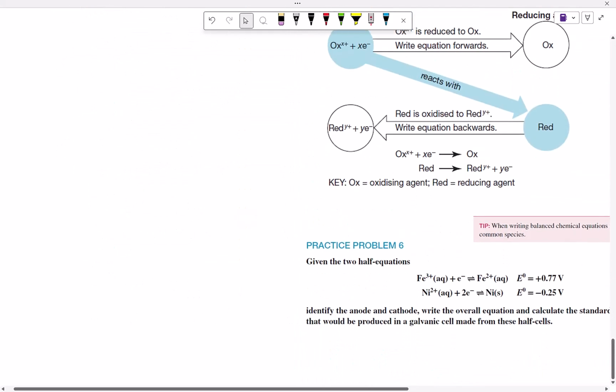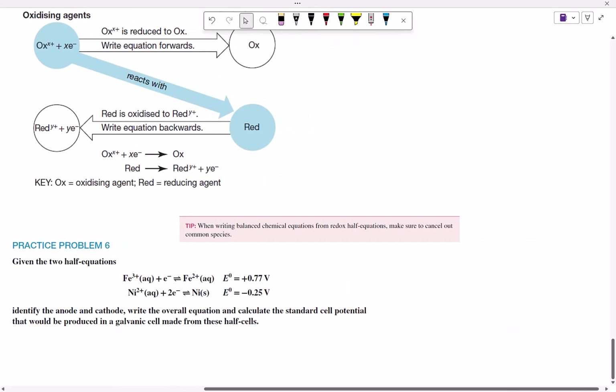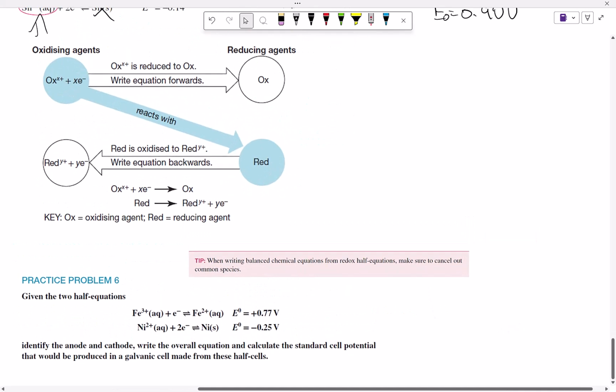All right. And as it says here, another good tip when you're balancing things, just make sure we cancel out things that are common. So that's what we talked about here. Write equation forwards, write equation backwards.